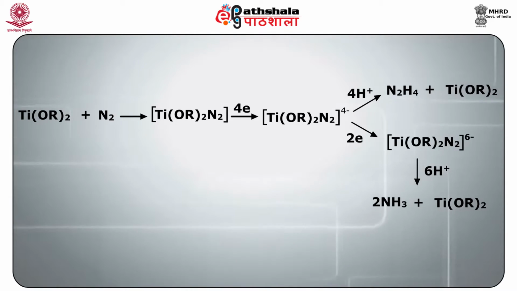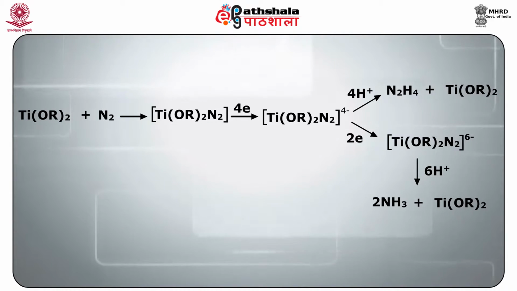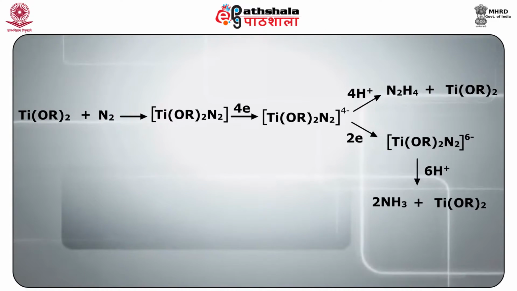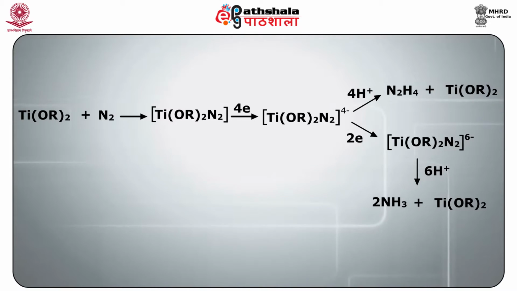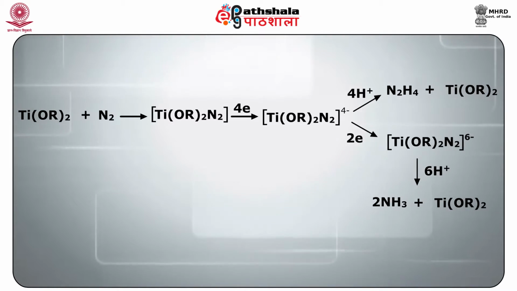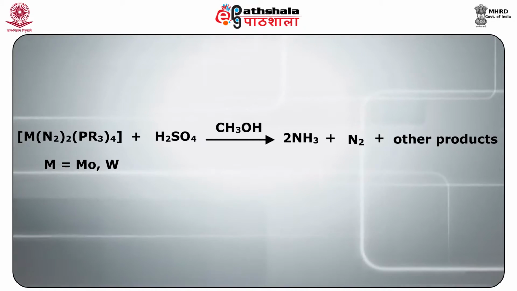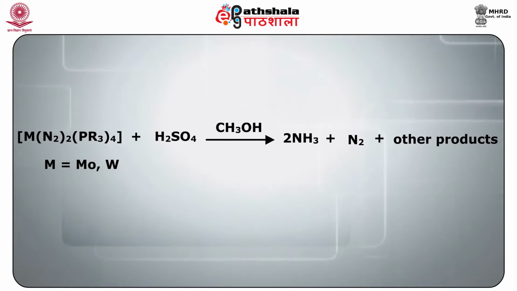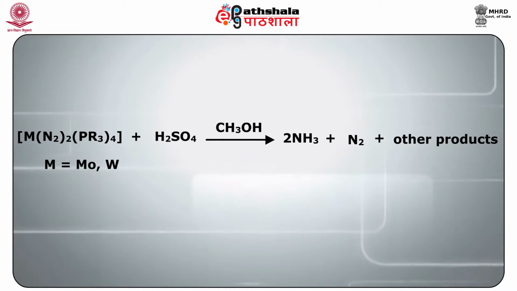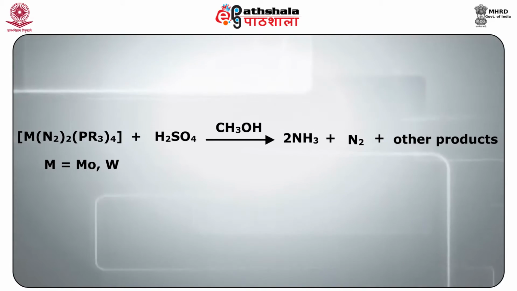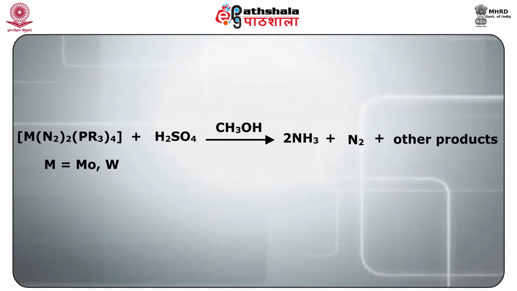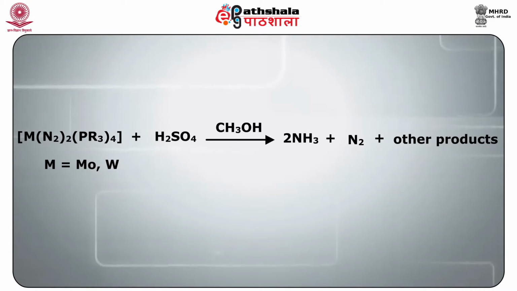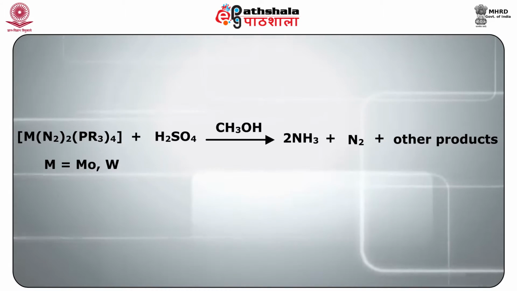In another method, titanium alkoxide complexes were found to react with dinitrogen to form stable complexes which subsequently release ammonia or hydrazine on reduction. The reaction can be shown here. Certain molybdenum and tungsten complexes also displayed the conversion of dinitrogen to ammonia in acidic solutions. These complexes contain phosphine ligands and are of general formula bis(dinitrogen)tetraphosphine metal, where the metal is generally molybdenum or tungsten, and alkyl groups and aryl groups are there on the phosphine ligand.